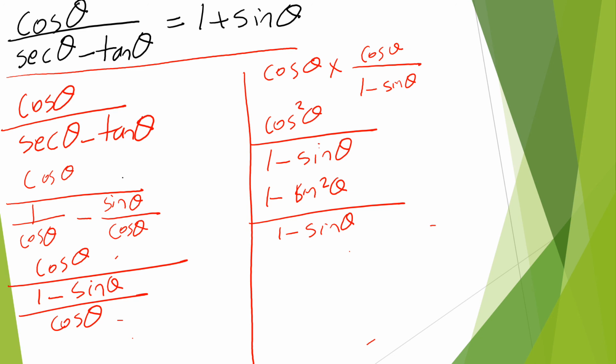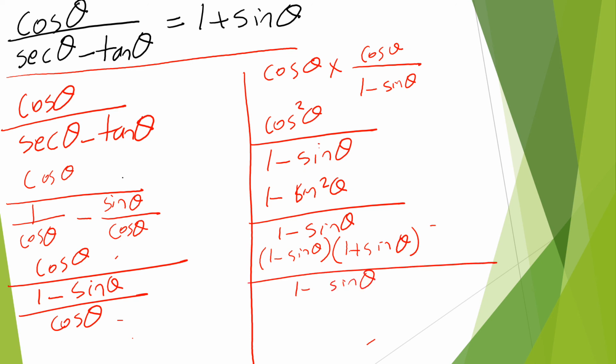There is no common factor, so you'll have to think of factorization. This is the difference between two squares, so you can factorize the numerator as 1 minus sine theta times 1 plus sine theta, over 1 minus sine theta. Now you can simplify the common factors. So those two simplify, and you end up with 1 plus sine theta, and that's proven. Thank you.